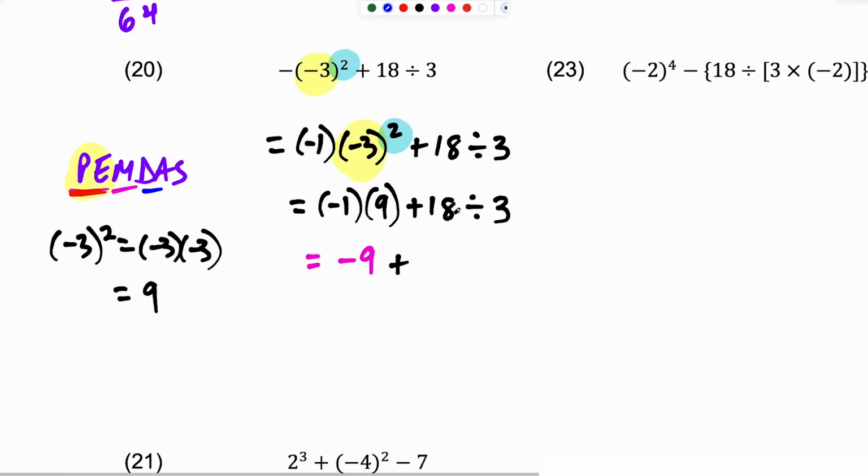Whatever that quotient is. 18 divided by 3 is 6. So we're just going to write plus 6 at the end like this. Now we can simplify. -9 plus 6 is equal to -3.